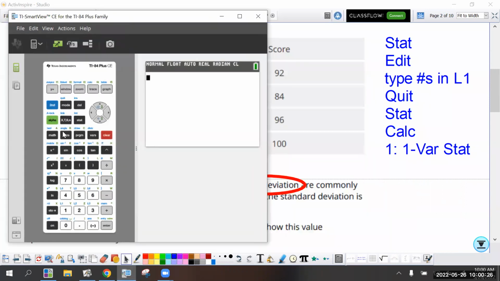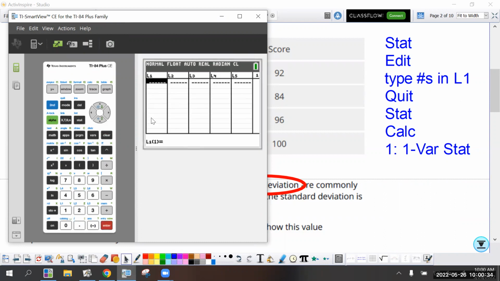Okay, so to start, we're going to hit the stat button, which is over by the arrows. We're going to go to edit. And my calculator has no data here. If yours does, you can go up to the list name and hit clear, enter. Do not hit delete. If you hit delete, it actually deletes the whole column. We don't want the whole column gone. We just want the numbers gone.